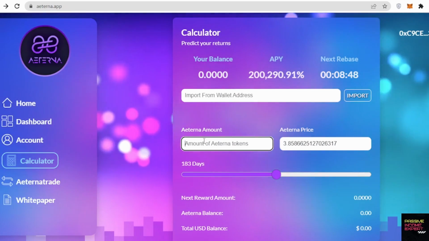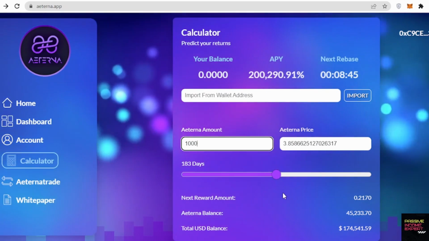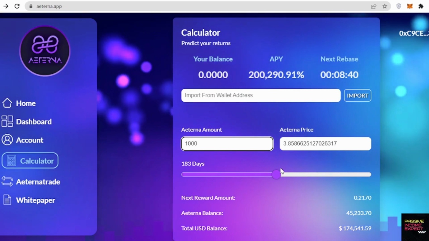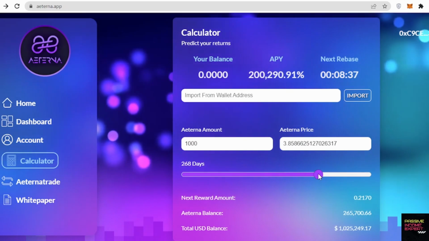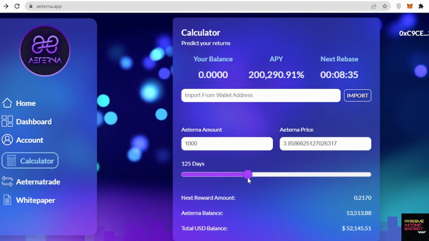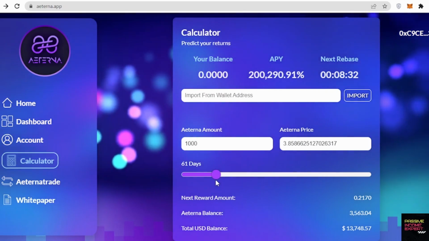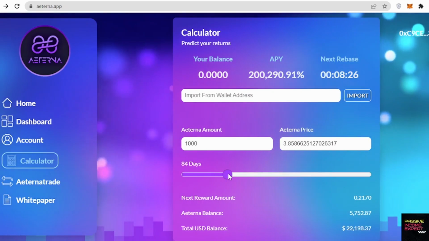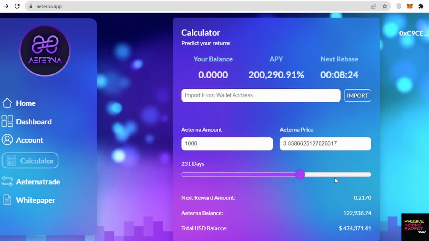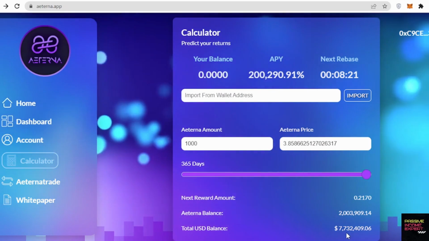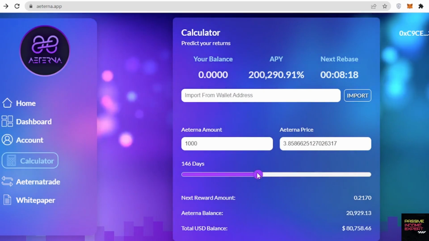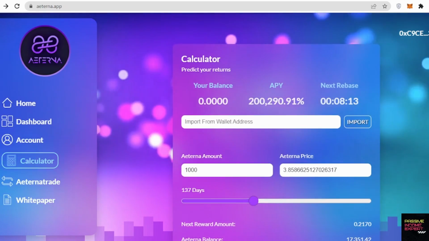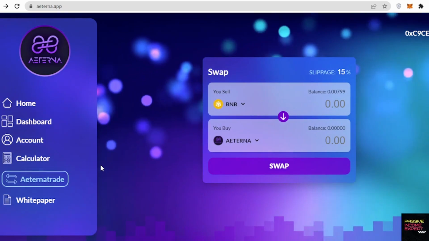Imagine if I have 1000 Eternas as of now, which will be around a maximum of $4,000, I believe. So if I hold it for, let's say, I'm not going that much longer, I'll just show you for maybe 60 days. That 1000 will be easily converted to 13,000 as per the project configurations. If I take it to 365 days, it easily goes to 7 million. So I think I'll stay with that investment of 1000 USD for now and see how this project grows. Now let me show you how you can buy their token.